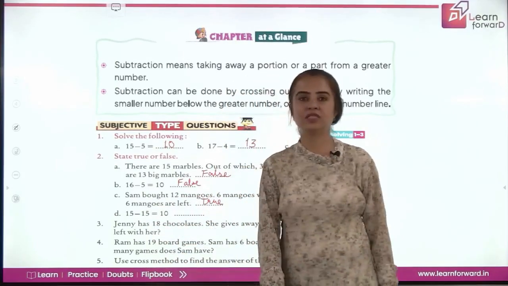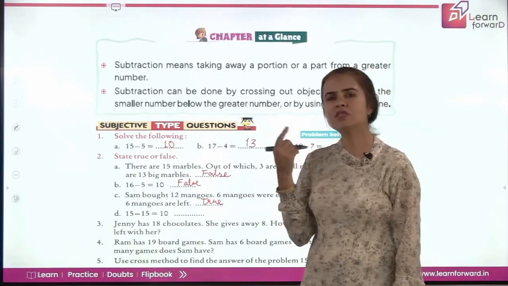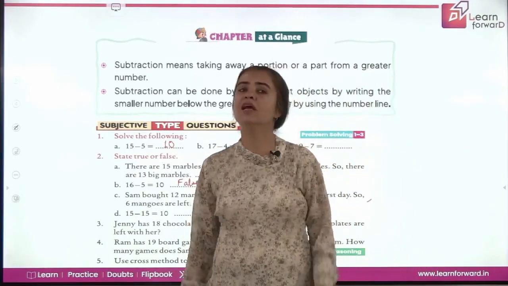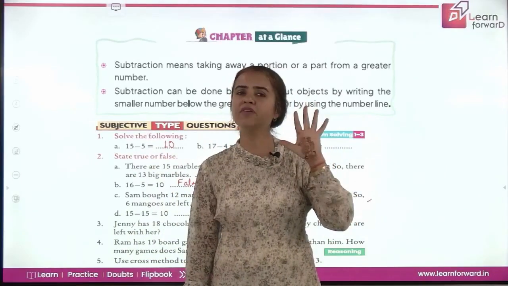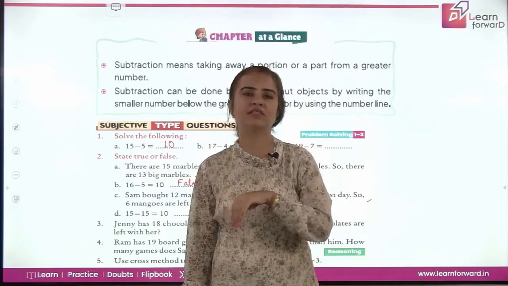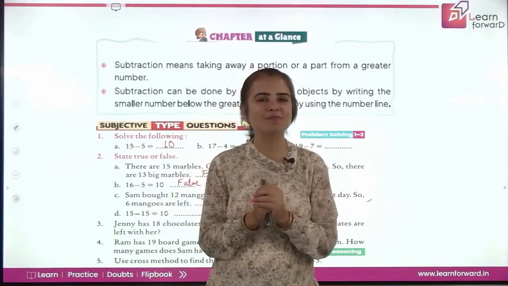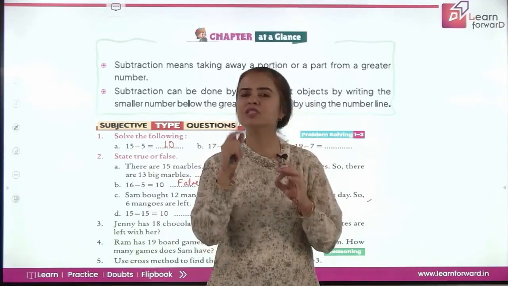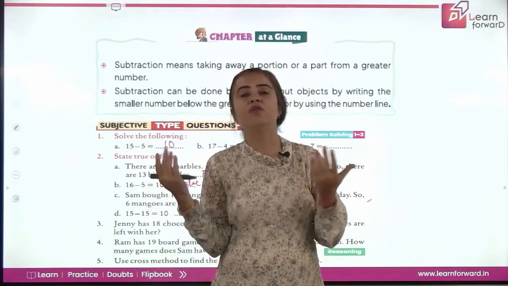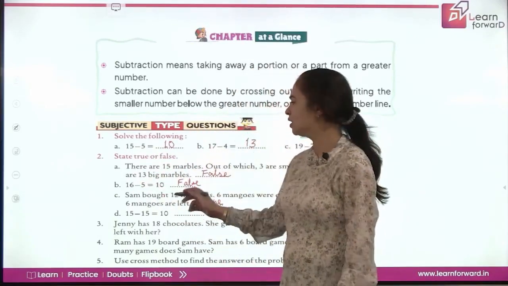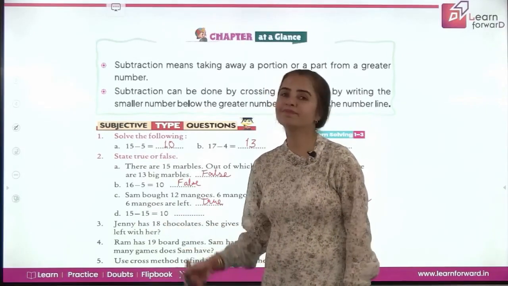And the last one says 15 minus 15. So when you subtract the same number, suppose I come back to your first example, you have 5 chocolates and you give away all the 5 to your friends. So how many are left with you? Nothing. And nothing in maths means 0. So this is another property. When we subtract a number from itself, we get 0. So what should be the answer? What do you think? 15 minus 15 is equal to 0.